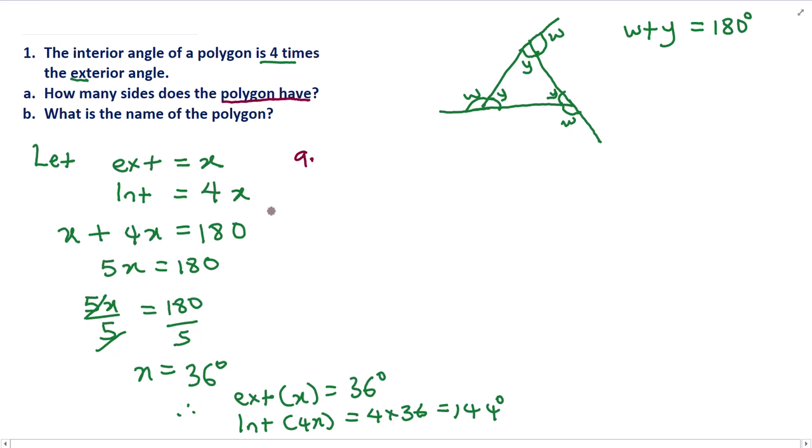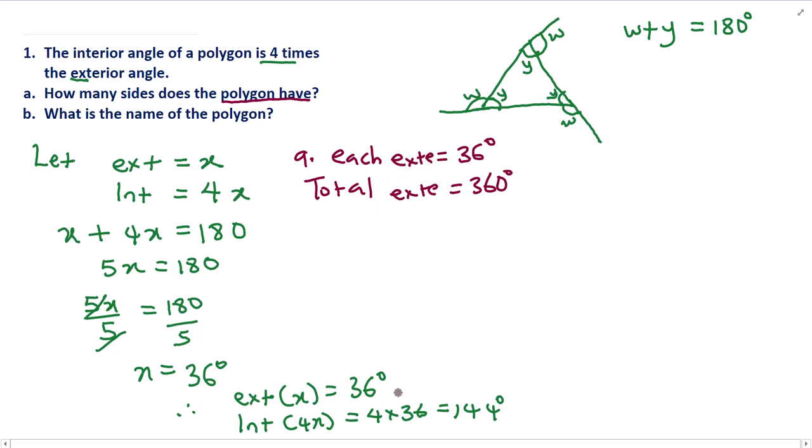Each exterior angle is giving us 36 degrees. And remember, each interior angle is, I'm just writing in short form, 144 degrees. Now, the total exterior angle of any regular polygon is always 360. Total exterior, I made a mistake here. Total exterior is 360 degrees. So this is exterior, not interior.